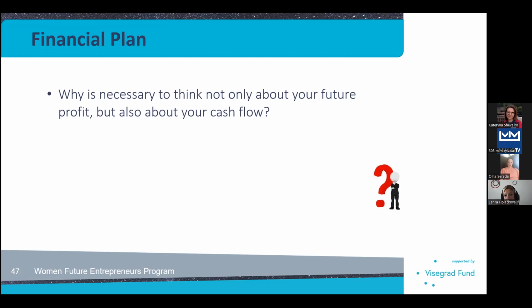Not just profit, but also cash flow is important, because these terms, these expressions are not the same. We could be profitable, but maybe we can have problems with liquidity. But why? Is there anyone who can explain it? I could try to explain. Thank you.